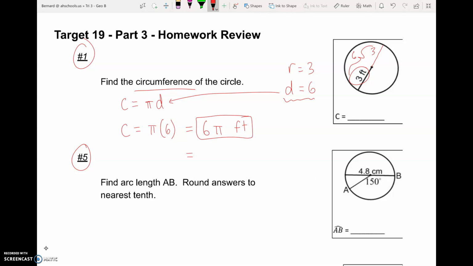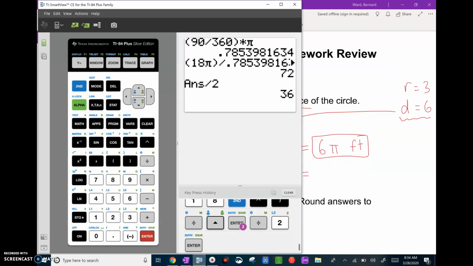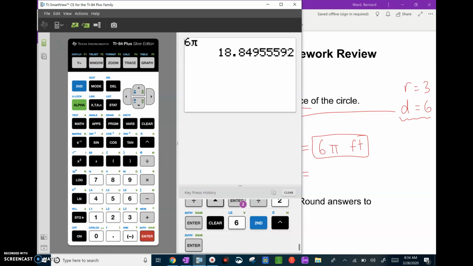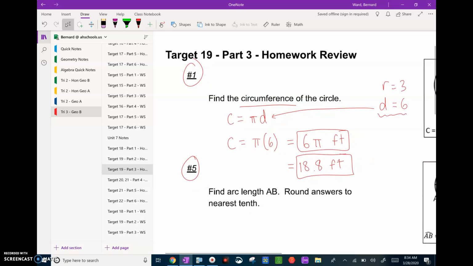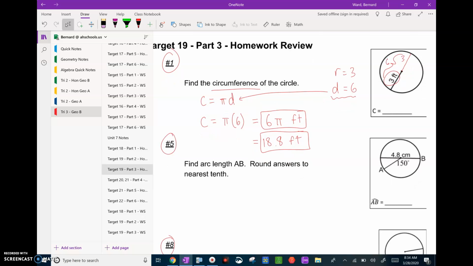Now, the other way to do it is type 6 pi into your calculator and see what decimal it gives you. So I'll clear this. I'll type 6. Pi is second and the arrow key. We hit enter, and that's 18.8. So both of these are good answers. Both of them are the right answer. One is just rounded, one's just exact. So our circumference is either 6 pi feet or 18.8.